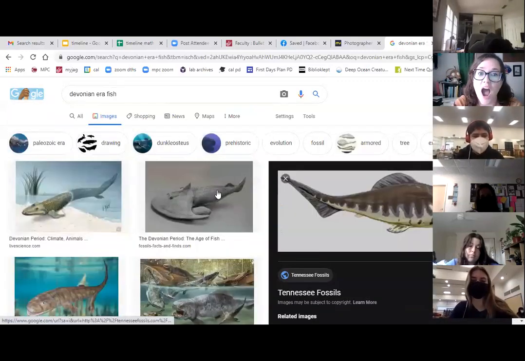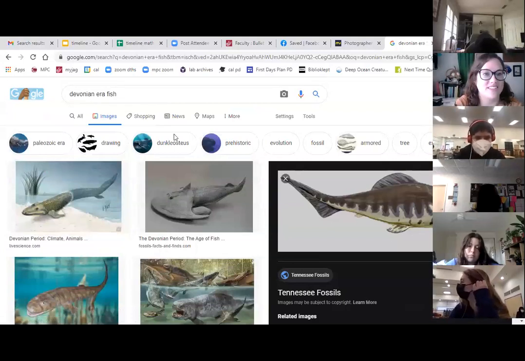I have a Dunkleosteus fossil in my game. Do you really? Cool. Oh, I love that Animal Crossing includes that.